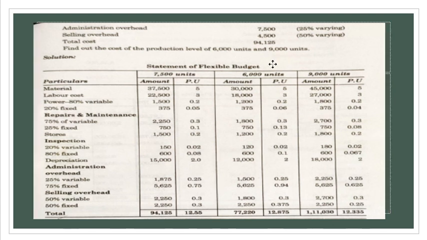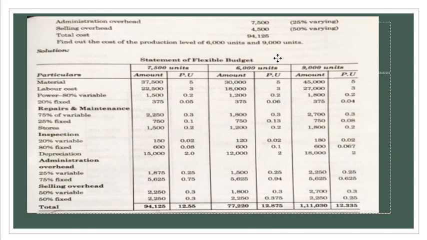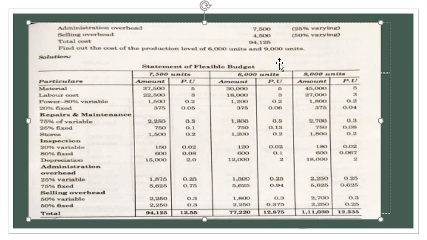So let us prepare the statement of flexible budget. So we have particulars, 7,500, and we have 6,000 units and 9,000 units. Now for every problem we need to have an amount column and a per unit column for each level of capacity. As they have given information for 7,500, we will start with 7,500 first, and then 6,000 and then 9,000. So now we have particulars: materials 37,500, which is given in the question.